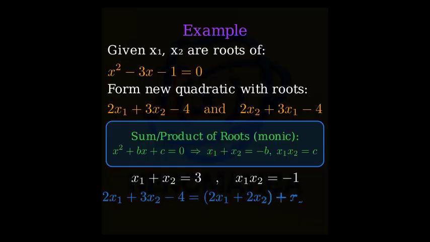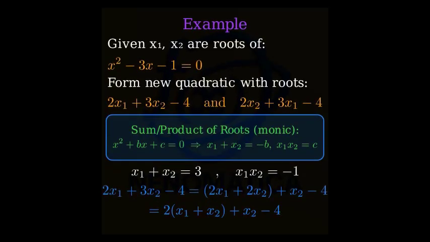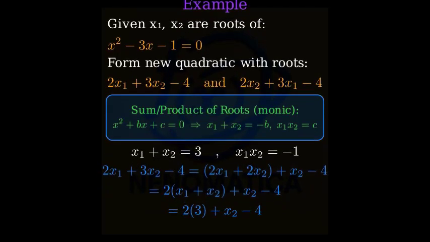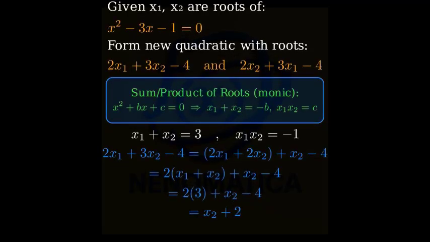2x₁ + 3x₂ − 4 = (2x₁ + 2x₂) + x₂ − 4. That equals 2(x₁ + x₂) + x₂ − 4. Substitute the sum 3. We get x₂ + 2.